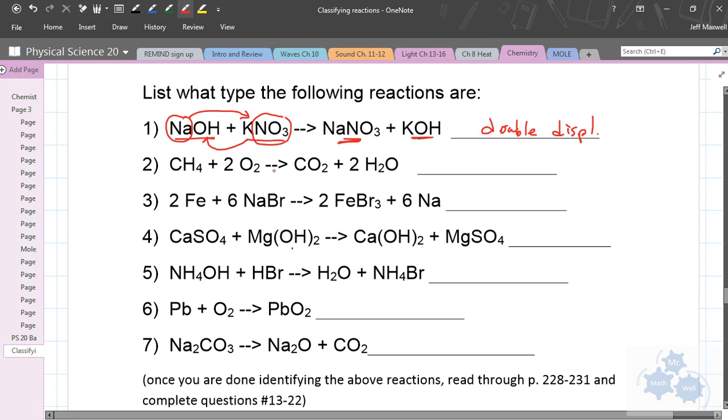It's a double. This one here, we have a hydrocarbon, and it's combined with oxygen. The products, this is important, carbon dioxide, water. This is combustion.